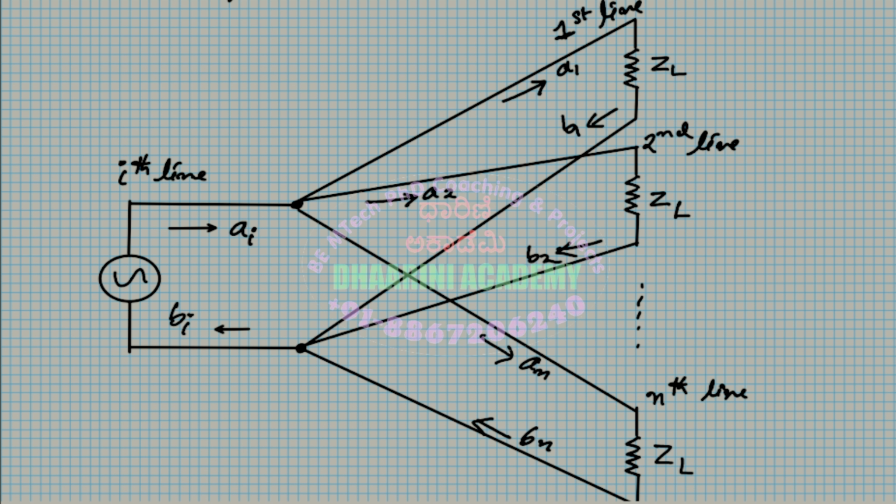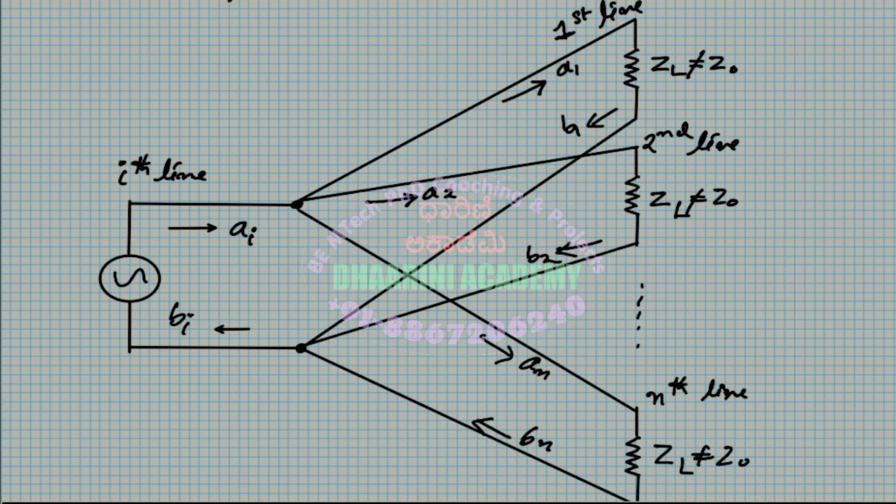Okay, no problem. The fundamental condition is that if the load does not match the characteristic impedance of the line, then there is a reflection. That means ZL is not equal to the Z naught of that particular line. That is the condition here, because of which you have the reflections. Now we have the various components like this. If ZL equals Z naught, then there is no reflection, correct?